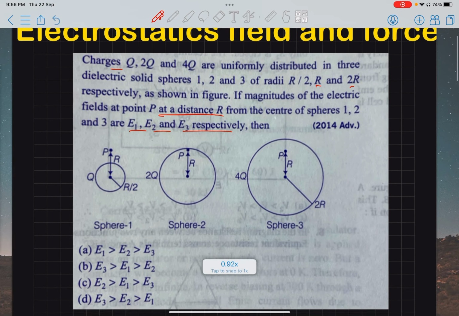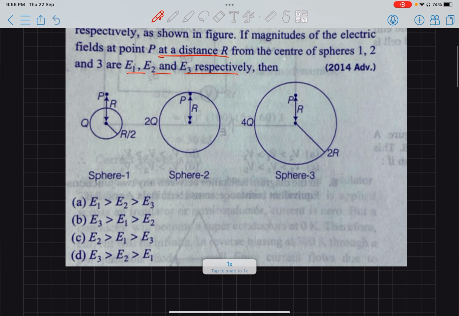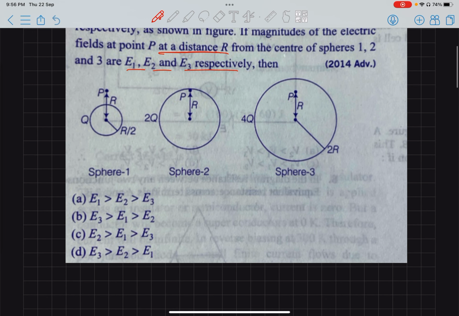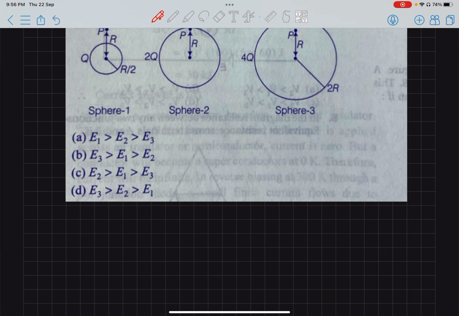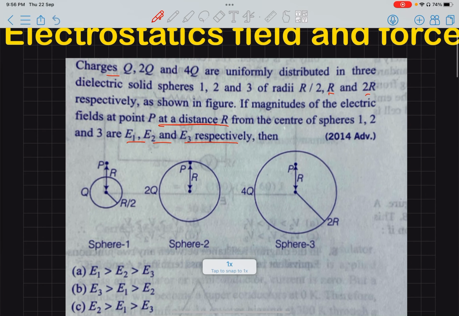Okay, so let us first find the electric field because of sphere 1, and so let us start the problem. So let us find E1. This is the electric field because of sphere 1. Now sphere 1 has a radius r by 2 and it has a charge Q uniformly distributed throughout the sphere, and we have to find the field at this point. This point is outside the sphere.